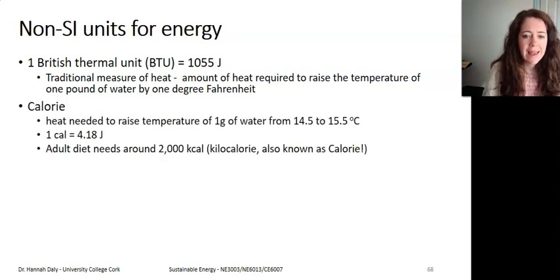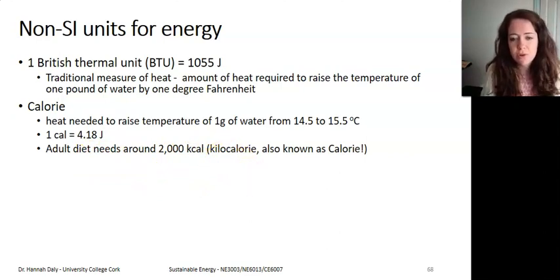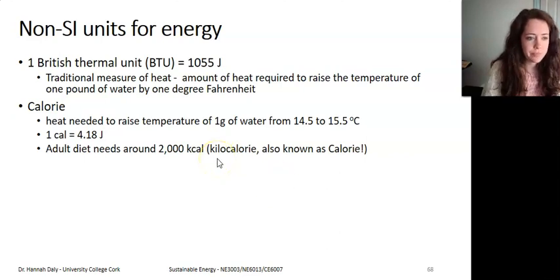A calorie then, most of you will be familiar with what a calorie is. The calorie is the heat needed to raise the temperature of 1 gram of water from 14.5 to 15.5 degrees Celsius under standard pressure conditions. In terms of joules, 1 calorie is 4.18 joules. And an adult diet needs around 2,000 kilocalories. What we call calories, like 200 calories in a chocolate bar, is actually a kilocalorie.